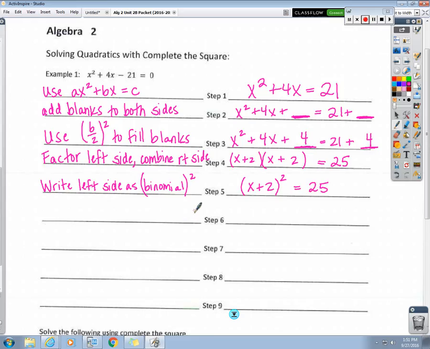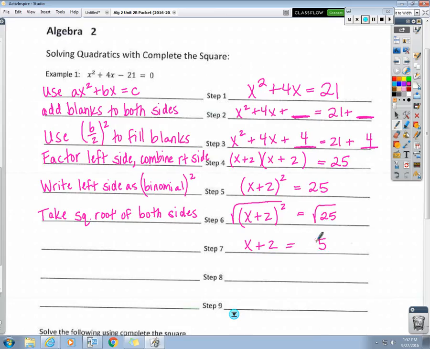Okay, step 6, you're going to take the square root of both sides. Okay, so like if I take the square root of the left side, doesn't that square root cancel out the power of 2 because they're inverse operations, leaving just x plus 2 because those two things cancel each other out? If I square root the right side, what do I get?